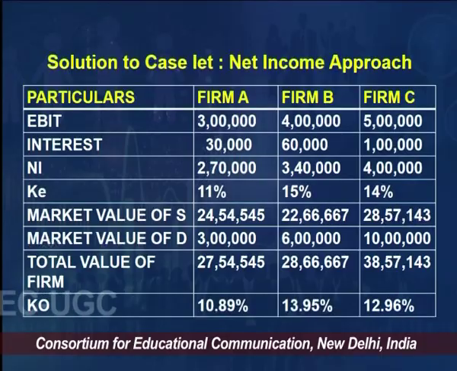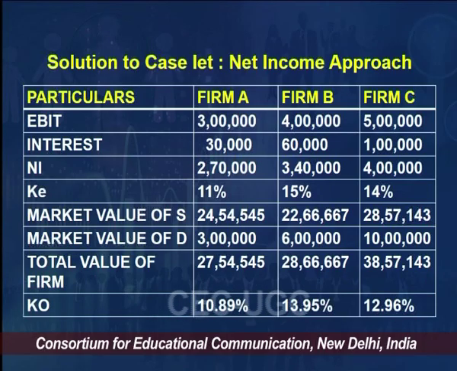And now, the same pattern if we follow for firm C, we have been given EBIT 5 lakhs, interest is given 1 lakh, NI would be 4 lakhs, right, because EBIT minus I is NI. Then KE is given 14%. So value of S, market value of shares for this company, would be 28 lakhs 57,143.